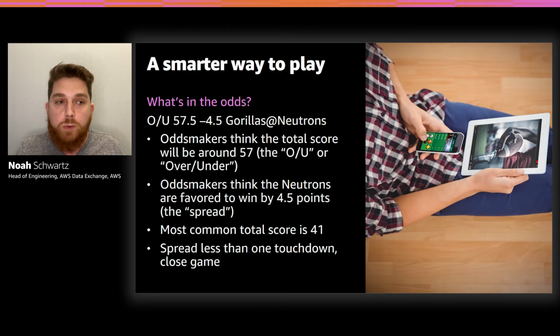be around 57 points. The minus 4.5 is called the spread, and it means that odds makers think that the Neutrons are going to win by around 4 points. This is meaningful because historically the most common total score of a football game is 41 points. So odds makers think that this will be a high-scoring game. And with a spread of minus 4.5, the Neutrons are predicted to win, but they're predicted to win by less than a touchdown. So it'll be a close, competitive game.